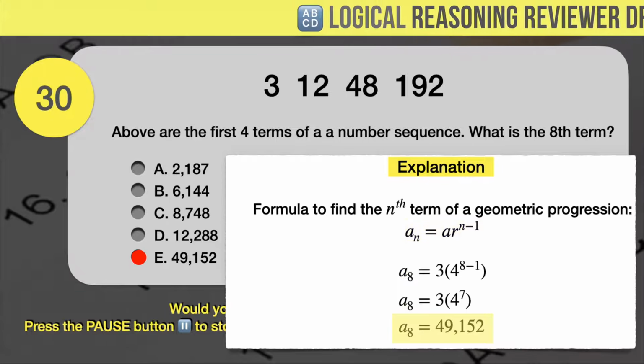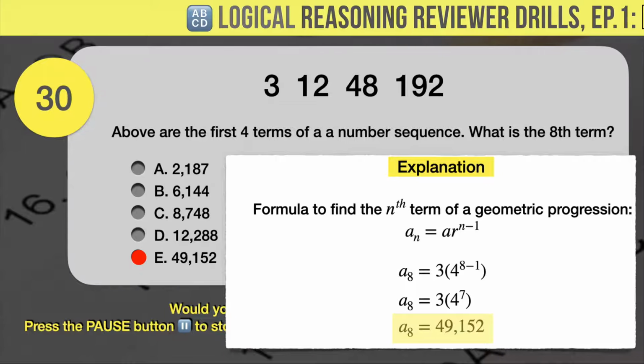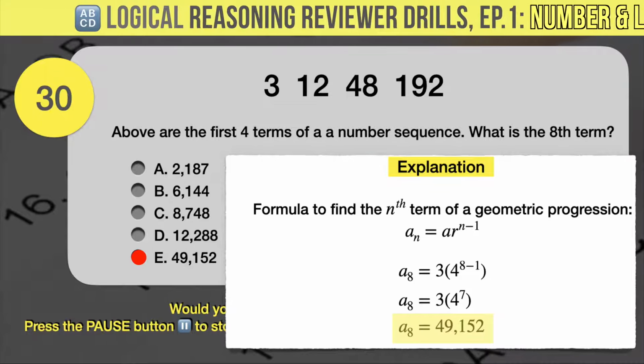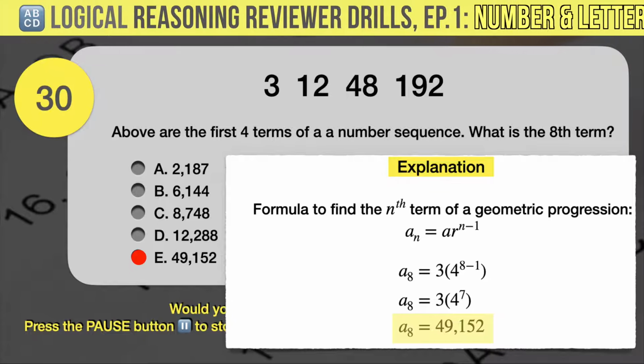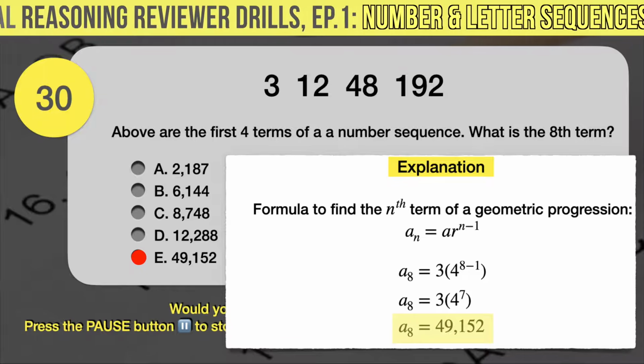From the given sequence, we can see that a is 3, the common ratio, r, is 4. We are looking for the eighth term, so n is 8. Substituting these values into the formula, we should quickly arrive at 49,152 as the correct and final answer.